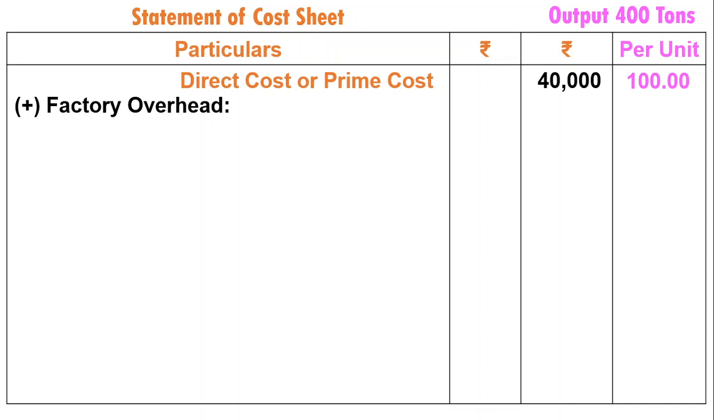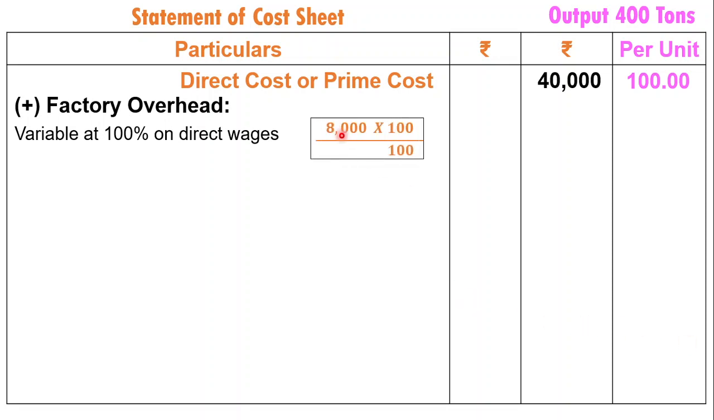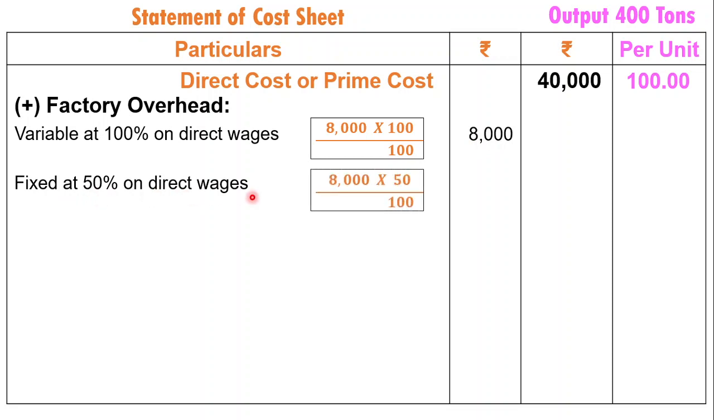Please remember this. We already calculated in the previous slide. So now you need to recall the same amount, that is 8,000 rupees. First is variable at 100% on direct wages. The wages amount is 8,000 into 100%, 100 divided by 100, so that we arrive at the value of 8,000. Similarly, fixed factory overhead, that is 50% on direct wages, that is 8,000 direct wages into 50%, 50 divided by 100, the value of which is 4,000.